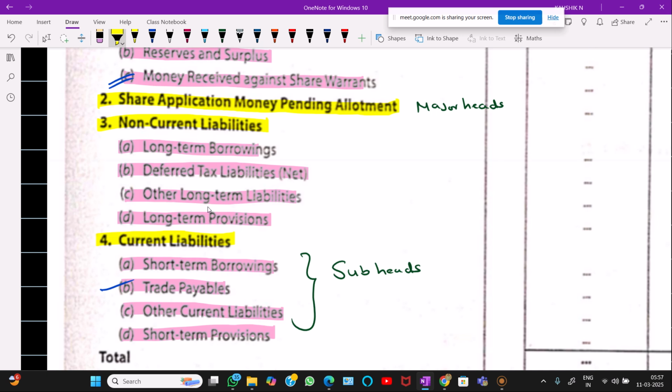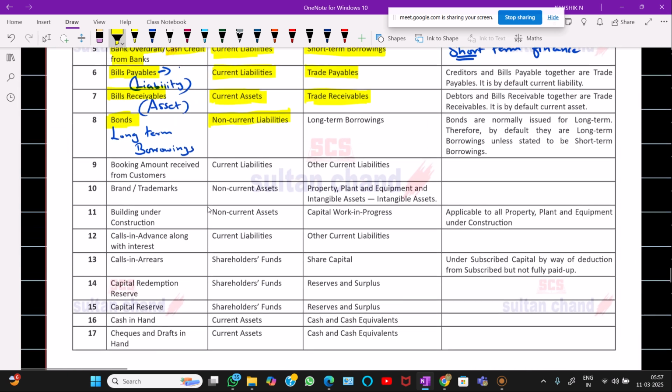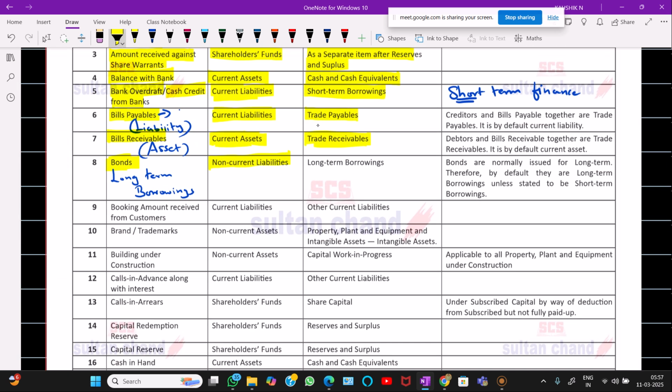Long-term borrowing, sir. That's it. So that's why you are going to lock it as long-term borrowings. Clear with the major and subhead up to these 8 items? Yes, sir. Okay, moving on to item number 9.